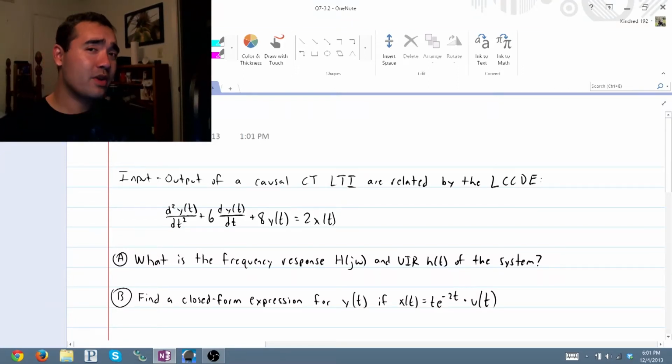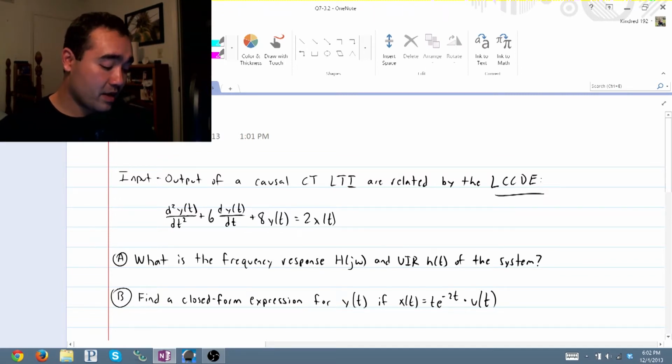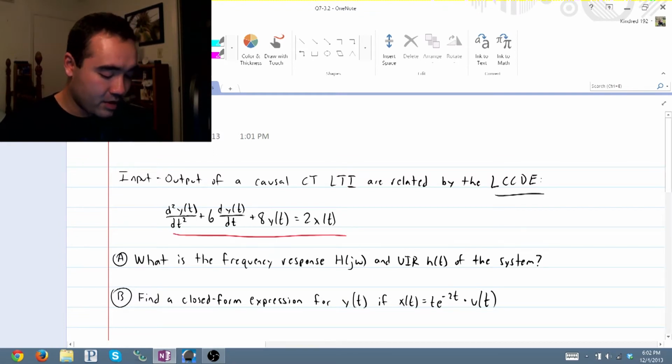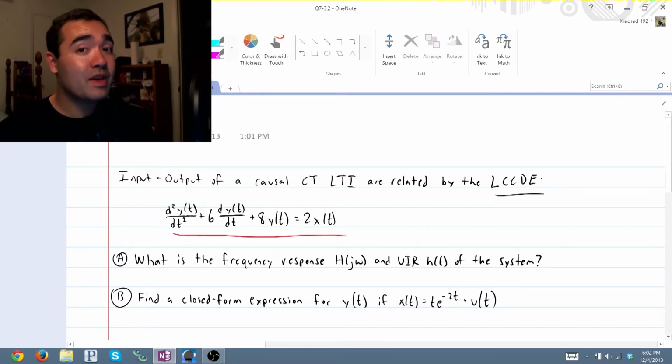So, what is it that we're looking at right here? Now what we've got is a CTLTI that represents an LCCDE, or that's expressed in that way. And that is basically a differential equation. So we have this differential equation problem that represents our system, right?